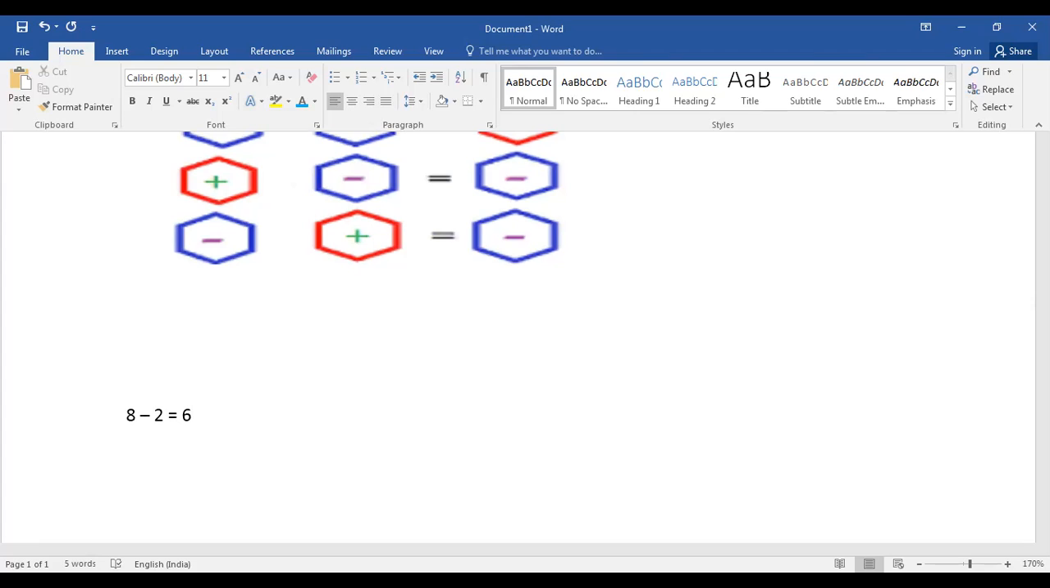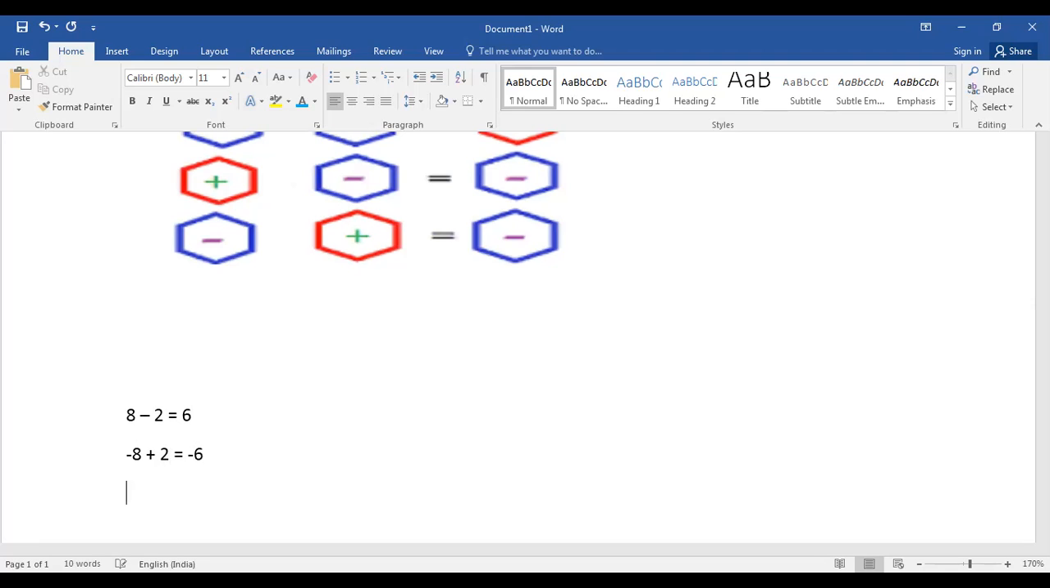Then the next one, minus 8 plus 2. Now here plus minus is minus. So 8 minus 2 you will get 6. But the sign of the greater number is 8. So your answer will be minus 6.